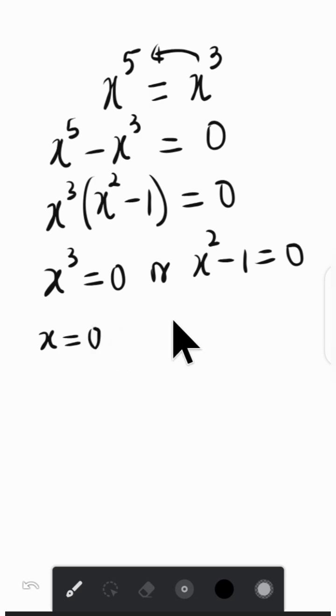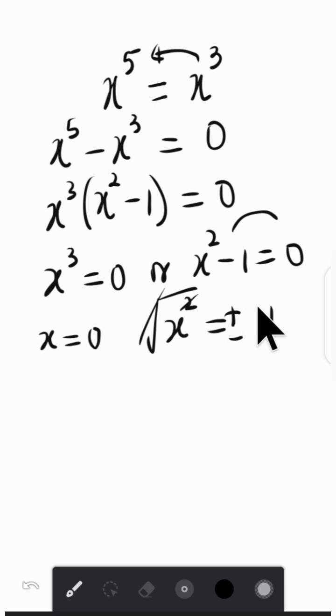And here you can go ahead and say x squared is equal to 1. So you take the square root of both sides, and plus or minus the square root of this to find the value of x. So now x is equal to plus or minus 1.